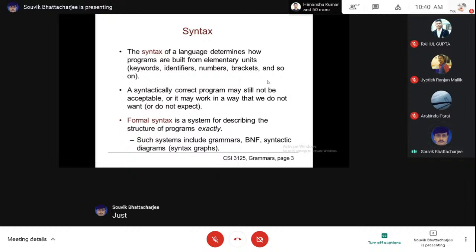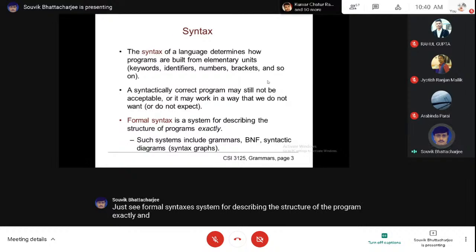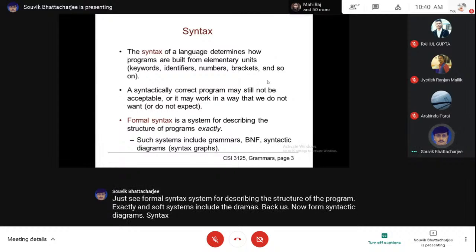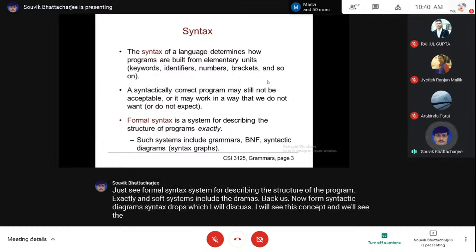Formal syntax is a system for describing the structure of the program exactly, and such systems include grammars, Backus-Naur form, syntactic diagrams, syntax graphs, which I will discuss when you see the syntax analysis phase of the compiler.